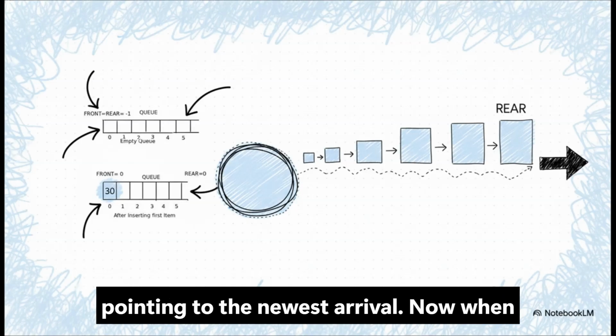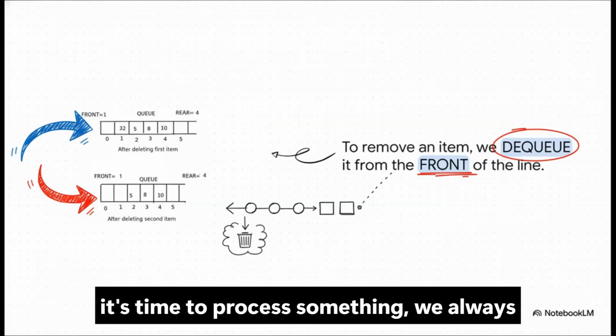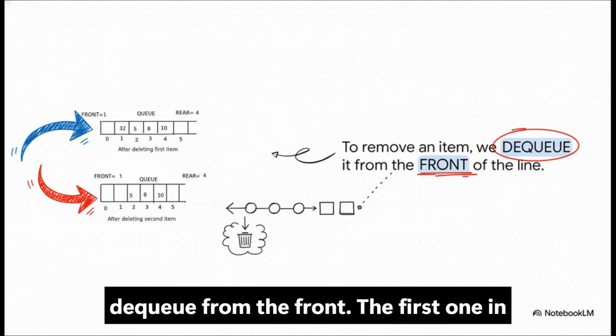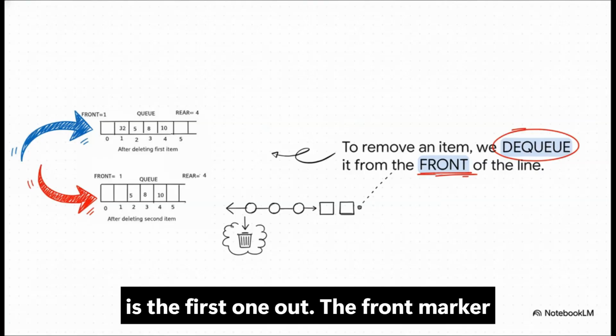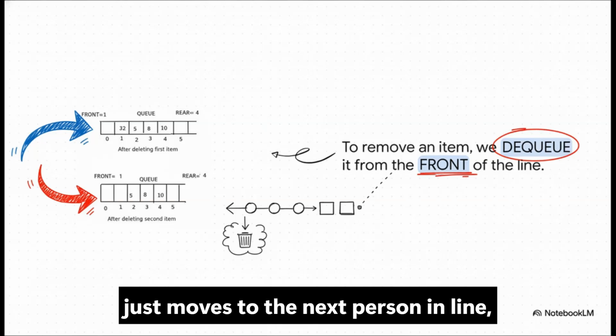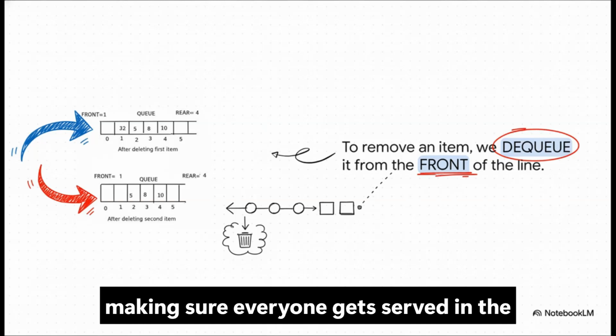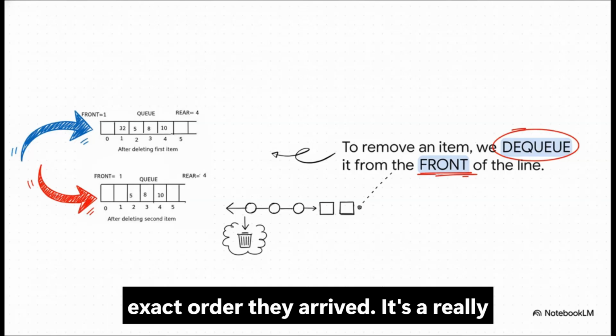Now, when it's time to process something, we always dequeue from the front. The first one in is the first one out. The front marker just moves to the next person in line, making sure everyone gets served in the exact order they arrived. It's a really orderly and fair system.